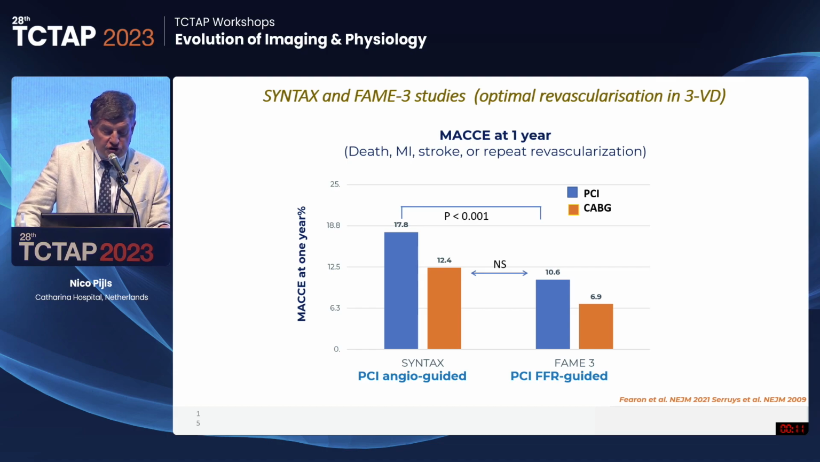However, the surgeons have also made a lot of progress, fortunately I would say, and the event rate in the surgical group is very low in the FAME3 study. So although in both studies we have to conclude that in severe and complex 3-vessel disease, CABG is still superior, we see in this slide, over the 10-year difference, using better stents and using FFR guidance, we have decreased the rate of MACCE in the PCI group by at least 50%. And I think that is a very important message.